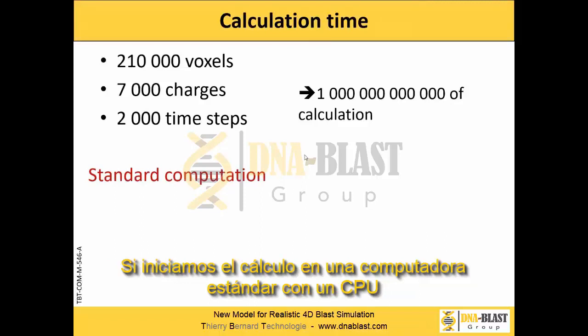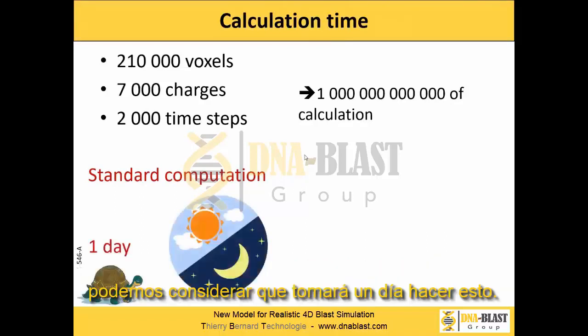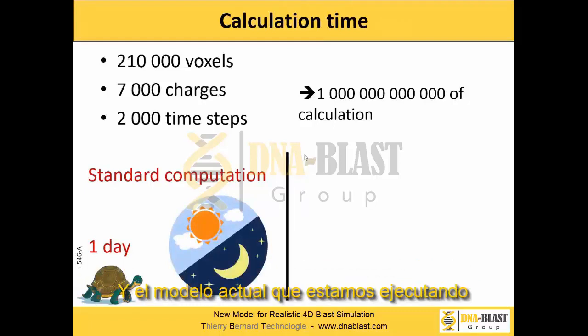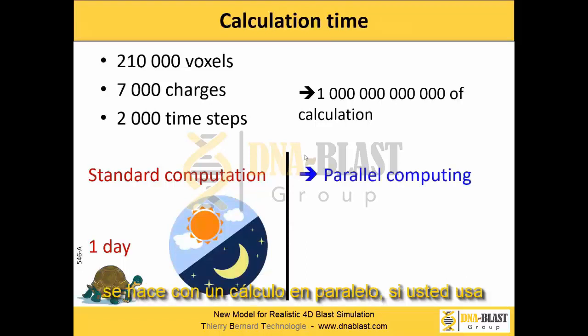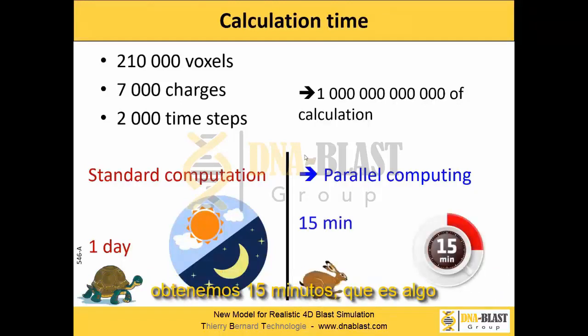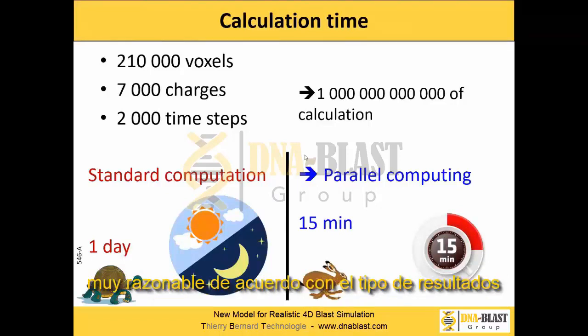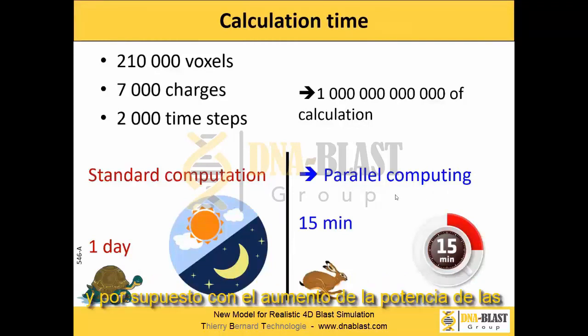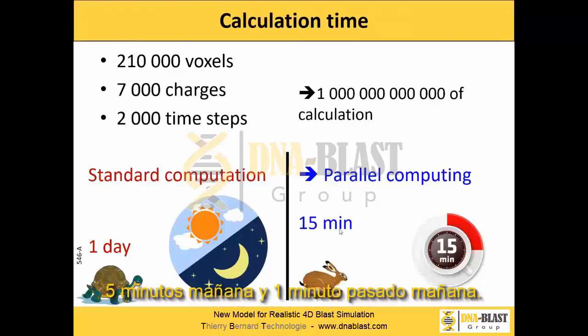If we do a standard computation on a CPU, we can consider it's going to take a day to do that. And the current model is running parallel computing. If you use parallel computing, especially on both CPU and GPU, it's going to be 15 minutes. So 15 minutes is something that is very reasonable according to the kind of result we've got today. And of course, with the increasing power of the computer, what is 15 minutes today is going to be 5 minutes tomorrow and 1 minute the day after tomorrow.